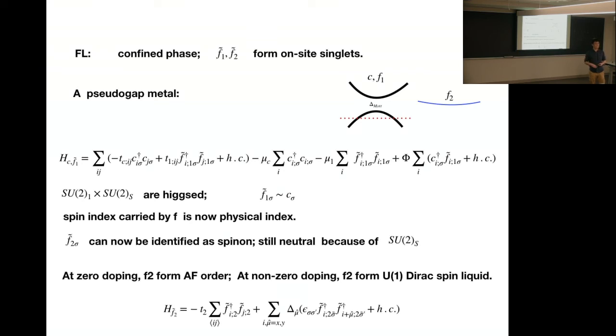Why do you have only the Fermi arc? Instead of principles, you show a foot point where the Fermi arc comes in here? It's easy to understand, but this pocket is formed by C and F1, and in experiment you can only see C, not F1. Yeah, maybe I will show you later.